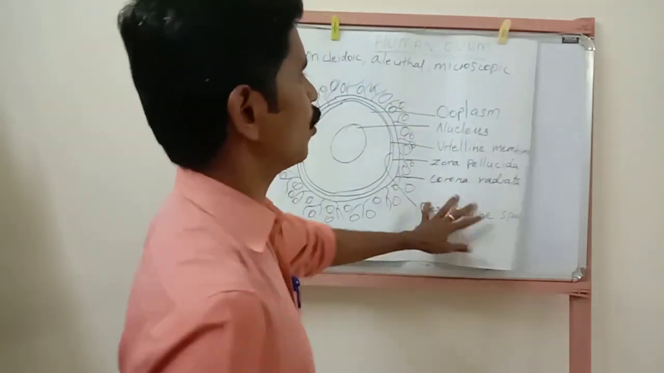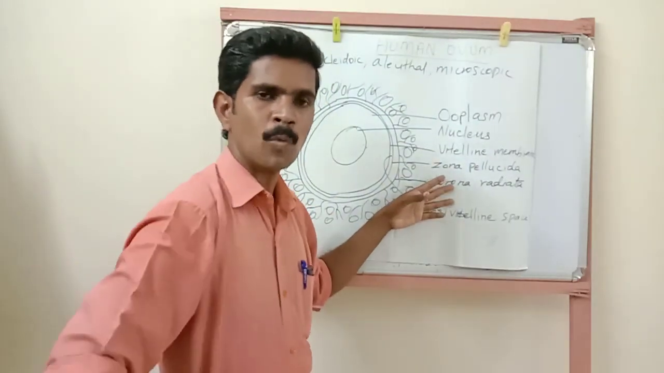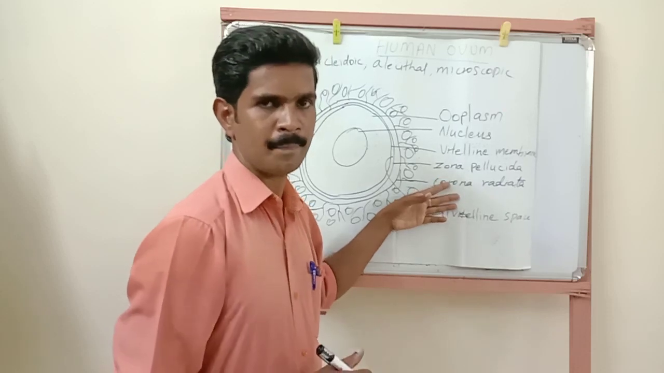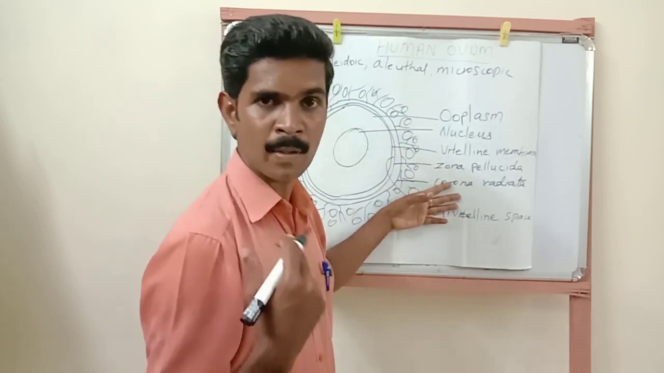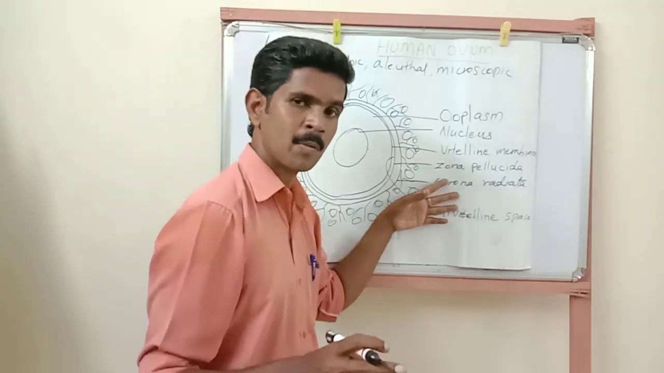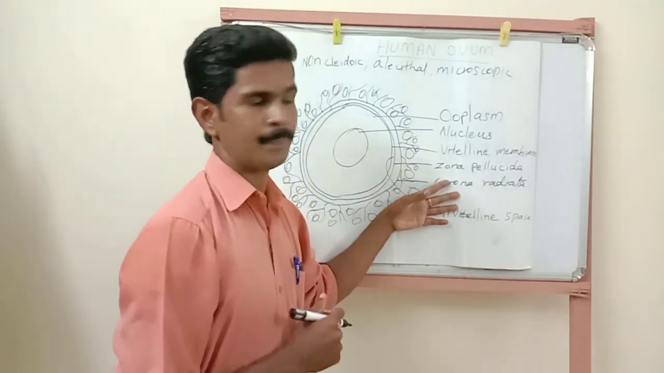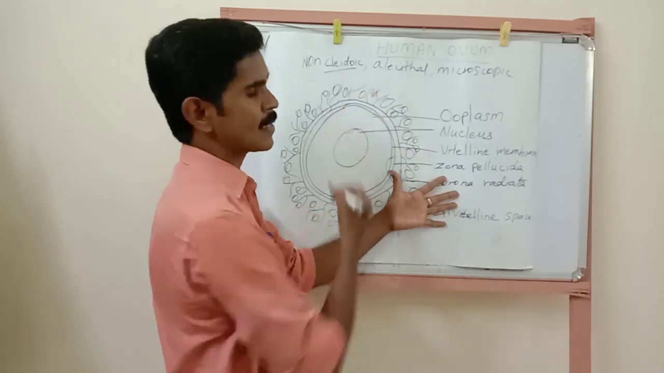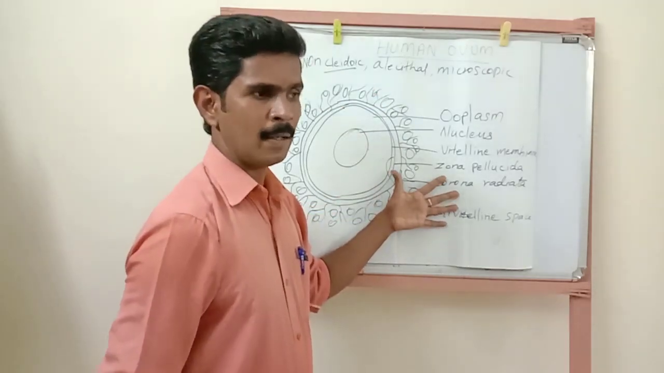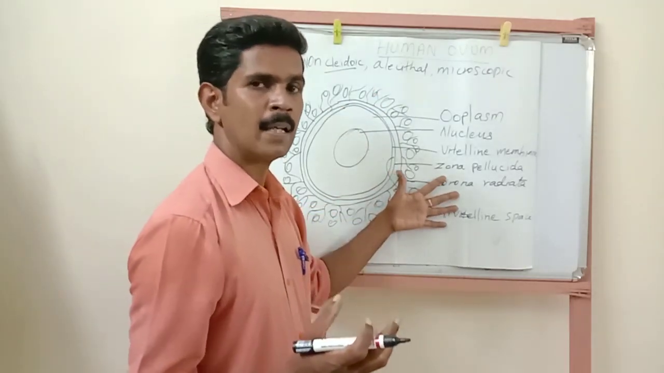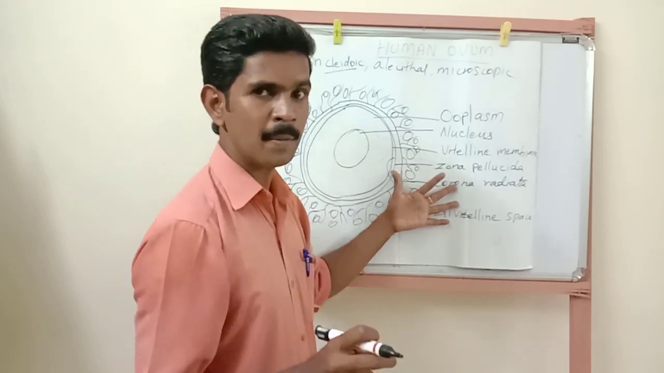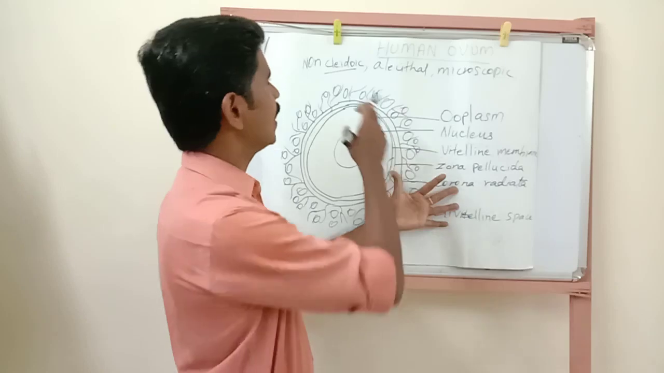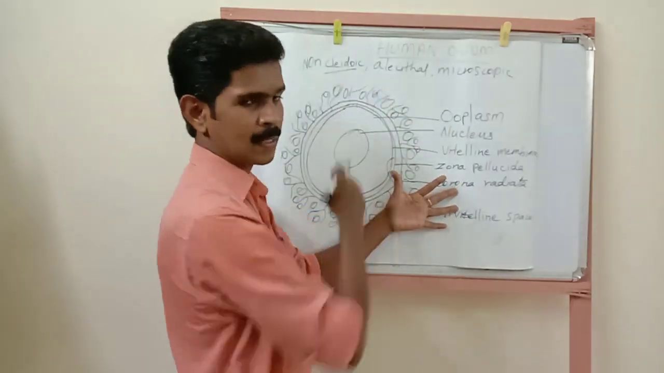This is the structure of human ovum. Human ovum is a microscopic cell, meaning we cannot see this egg cell with our naked eye. Only with the help of a microscope can we see this egg cell. And it is a non-cleidoic cell, meaning normally eggs are covered with a very hard shell-like structure, but in the human egg we cannot see this. So it is a non-cleidoic cell.